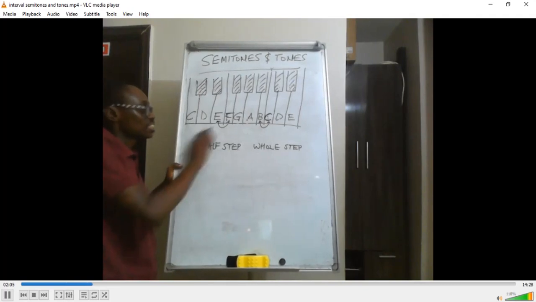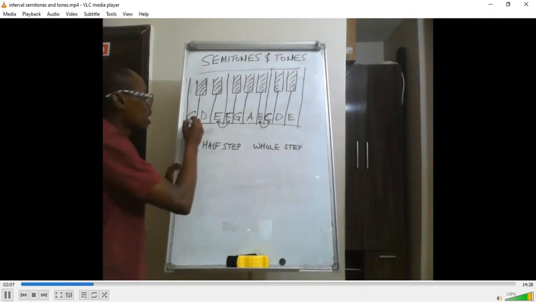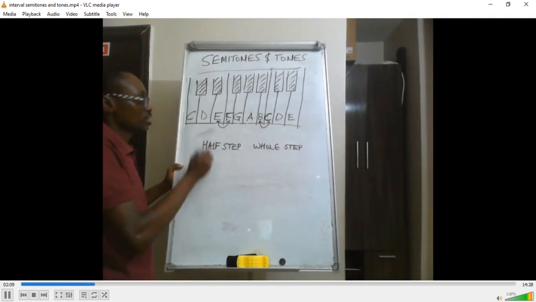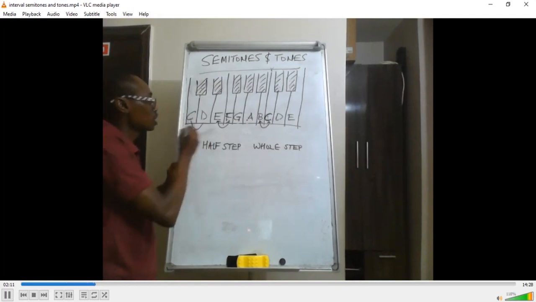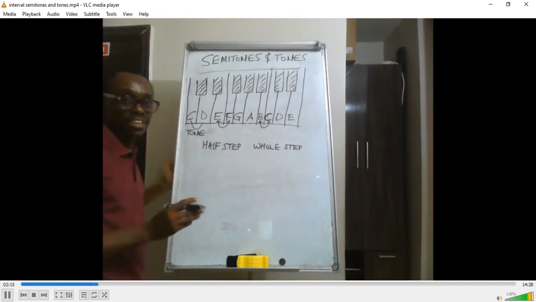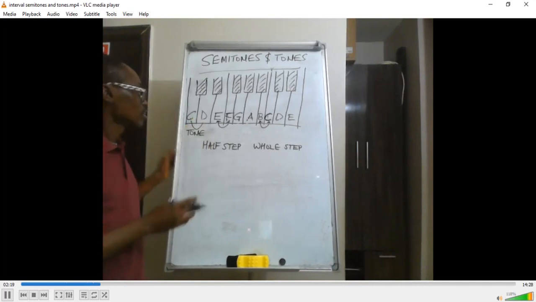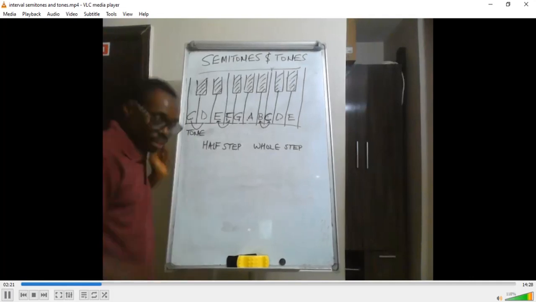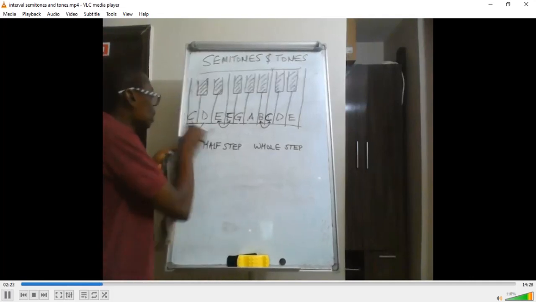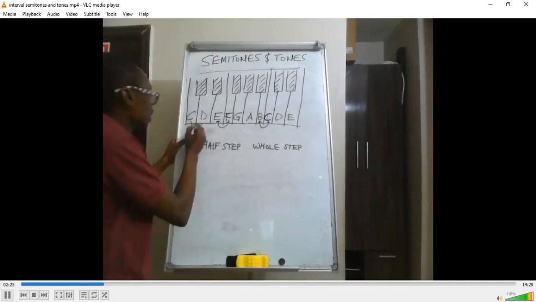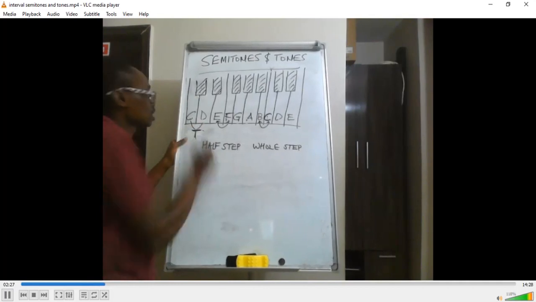That distance is called a tone. It's called what? A tone. That distance between C and D is called a tone. So it is called a tone. Let me use the alphabet, capital T.